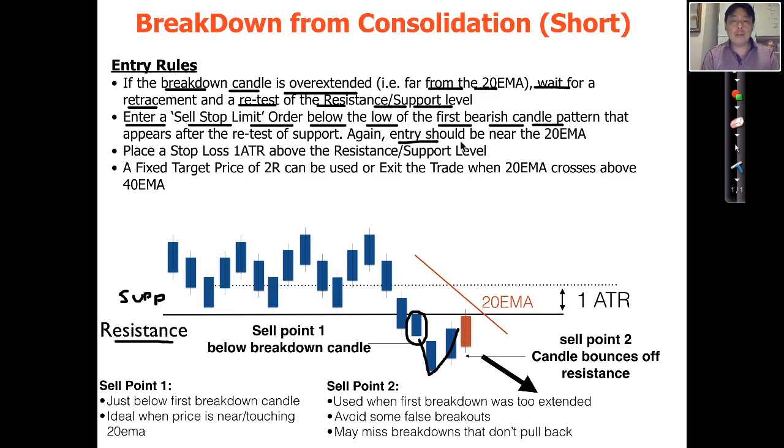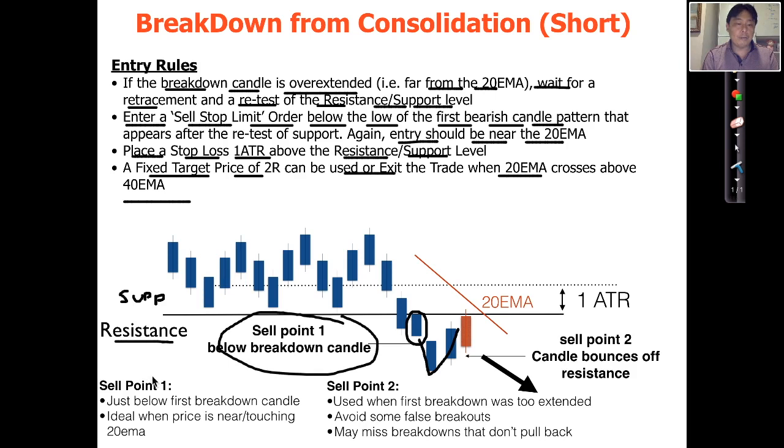And again, your entry should be near the 20 EMA. Similarly, place your stop loss 1 ATR above the resistance and support level. And again, a fixed target price of 2R can be used to exit the trade, or exit when the 20 crosses back above the 40 moving average. So you can enter at sell point 1, which is the first breakdown candle, or wait for retracement and enter at sell point 2.